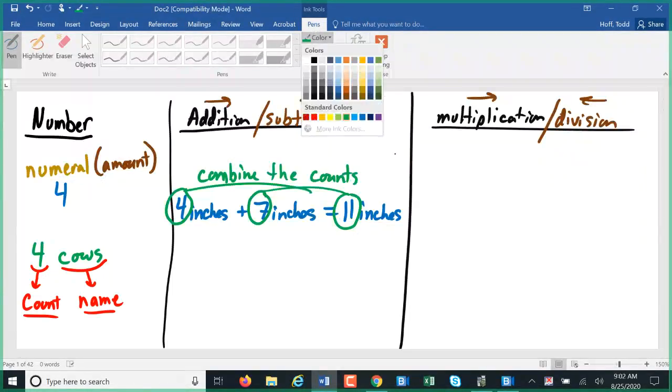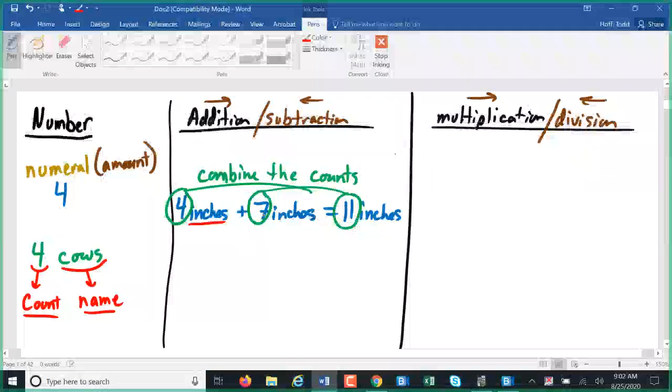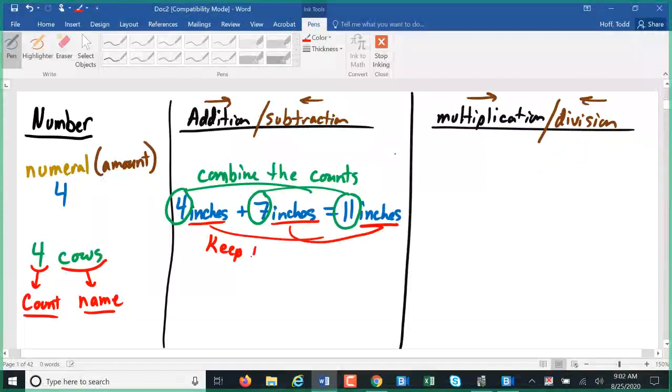Well, let's look at the names. We had inches, and it stayed inches. When we add or subtract, we just keep the same name.